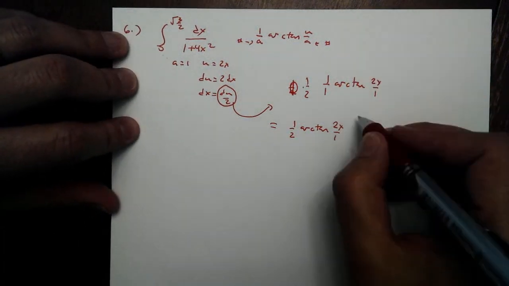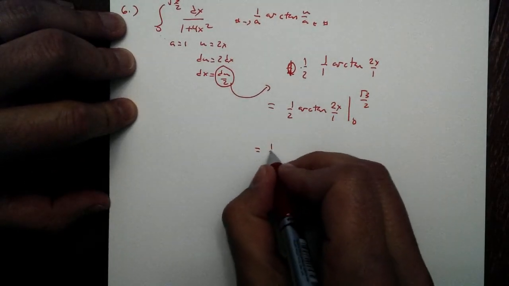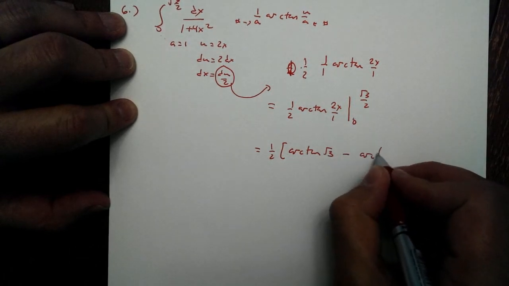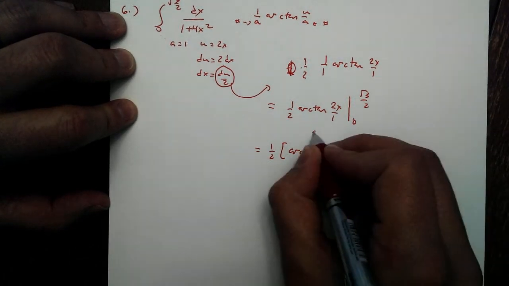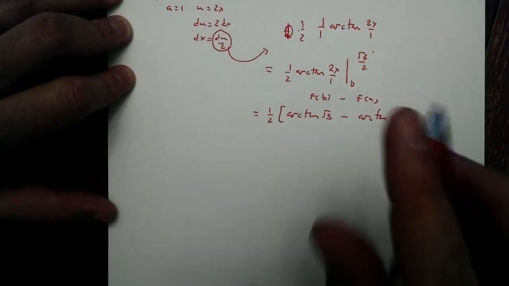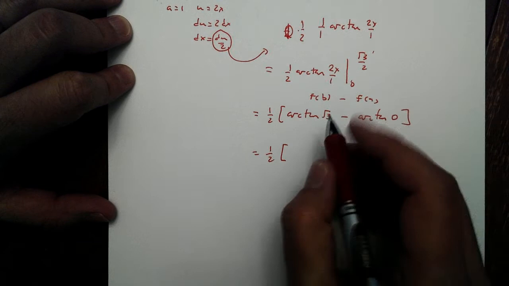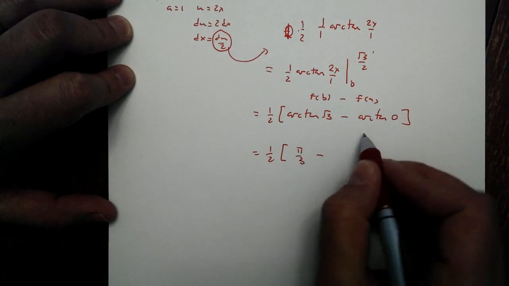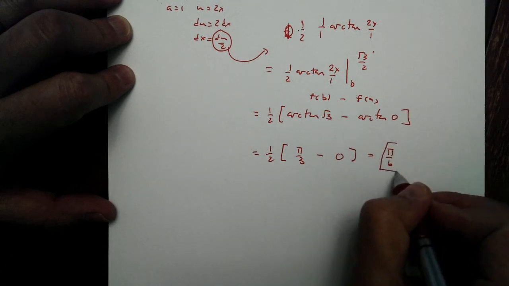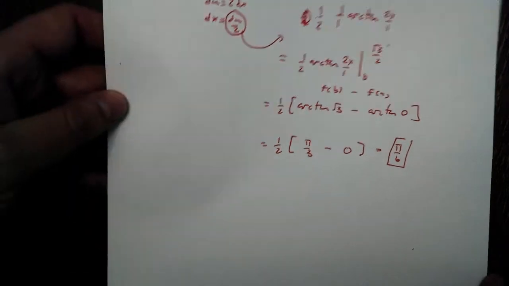So we're now going to evaluate this from 0 to root 3 over 2. I'm going to factor out that 1/2, and that's going to become the arc tangent of root 3 minus the arc tangent of 0. Now don't forget, F of b minus F of a, where b is root 3 over 2, a is 0. I do expect you to know some trig values. So the arc tangent of root 3 is pi over 3, and the arc tangent of 0, well, that's just 0, and what we're left with is pi over 6. And there is our answer for number 6.